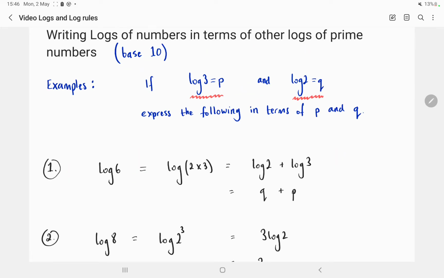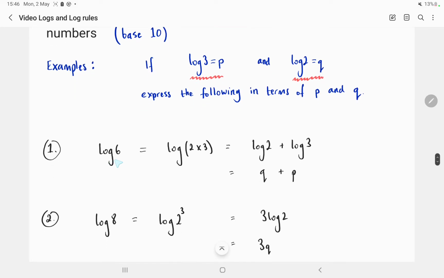Now we're going to write logs of numbers in terms of other logs of prime numbers. So there's going to be questions where you will be given something like this. So if log 3 is equal to p and log 2 is equal to q, we have to express the following in terms of p and q, using what we know about the rules of logs.